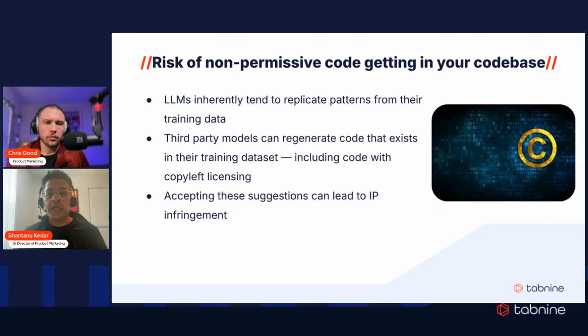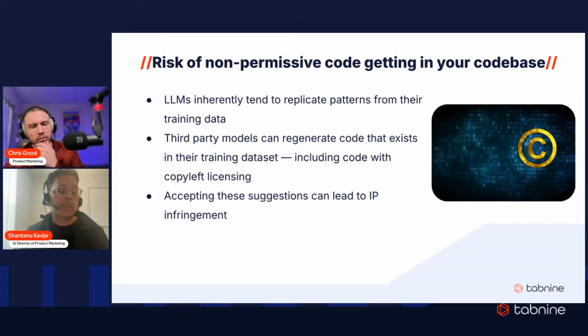While there are other repositories that can contain code that has restrictions on how it can be used, for example, code with copyleft licensing like GPL. As you all know, a model's training data is crucial in shaping its output, as LLMs are inherently known to replicate patterns that are found in their training data set. So this means that when using third-party models like Claude 3.5 Sonnet or GPT-4o, there is a potential that they can generate code that exists in their training data set. And this includes code with copyleft licensing. If you accidentally accept this code, this introduces non-permissive code in your code base, resulting in IP infringement.